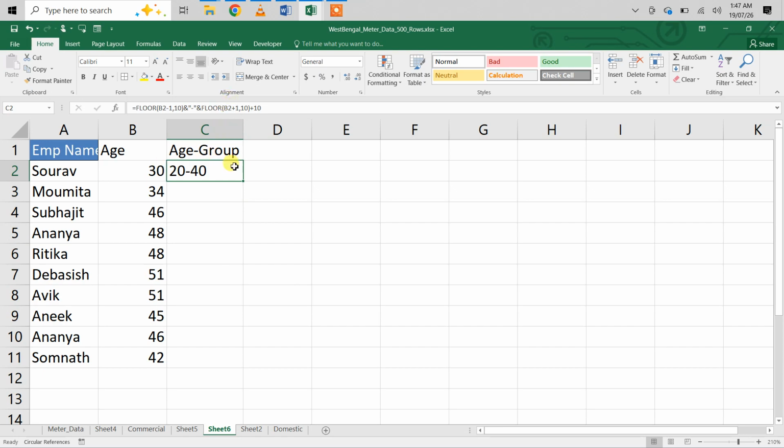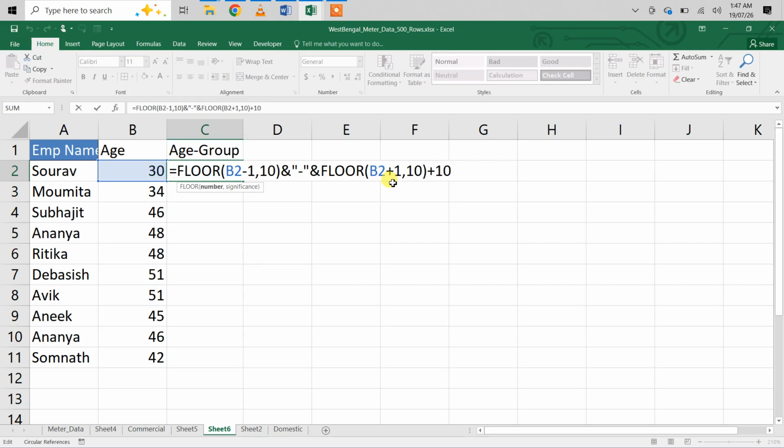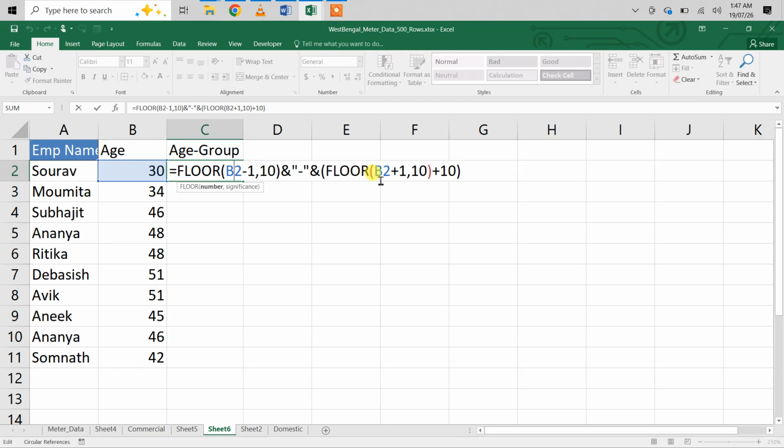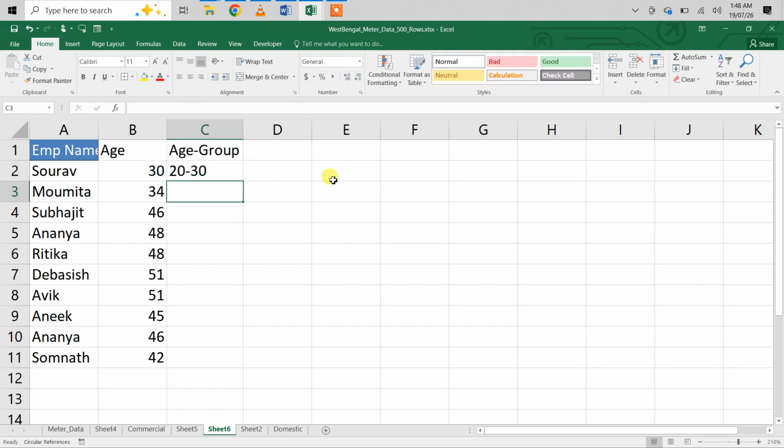Let me again evaluate the formula. Let me put this inside a brace, enter, it's 20 to 40, so 30 would be 20 to 30, so I'm making some mistake. FLOOR B2 plus 1, sorry, it won't be plus 1, it would be minus 1. So B2 minus 1 is 29, and rounding it down, the answer will be 20. So 20 plus 10 would be 30, so 20 to 30.